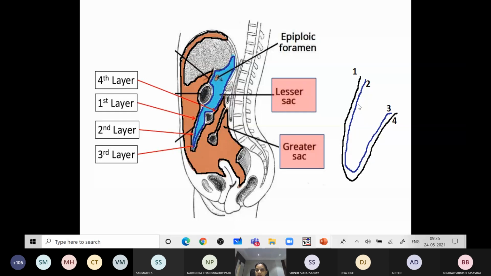As the first and second layers fold, they go backwards and upwards. All the four layers form the greater omentum. The anterior part is formed by the first and second layer, the posterior part is formed by the third and fourth layer. And there is a space between the second and third layer, which is the lesser sac. You understood how the layers in the greater omentum are formed?